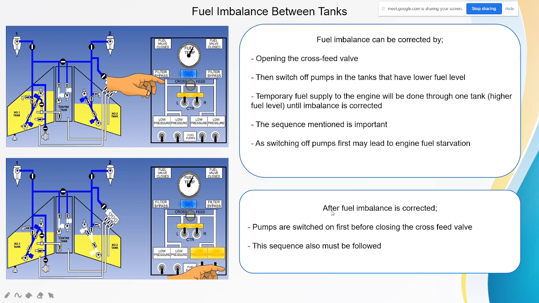After the fuel imbalance is corrected, the pumps are switched on first before closing the crossfeed valve. It is to be noted that this sequence also must be followed. It is to ensure that the tank-to-engine configuration is maintained. Basically, tank number one feeds engine number one, and tank number two feeds engine number two. So we need to follow the sequence when the fuel imbalance is corrected.